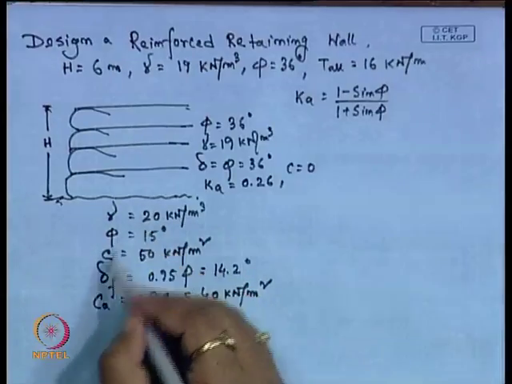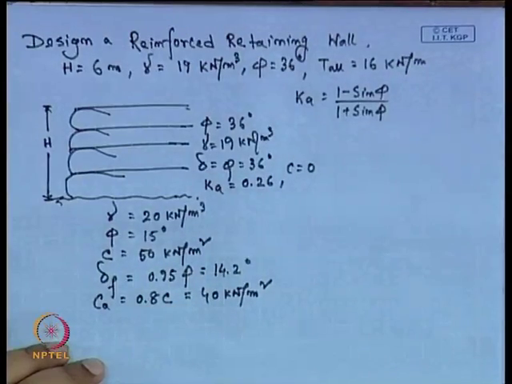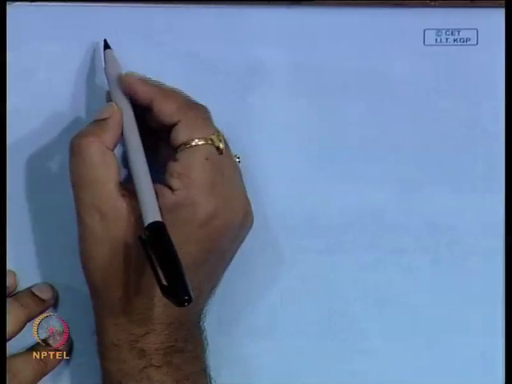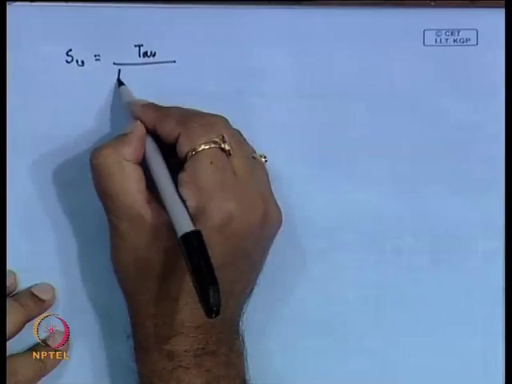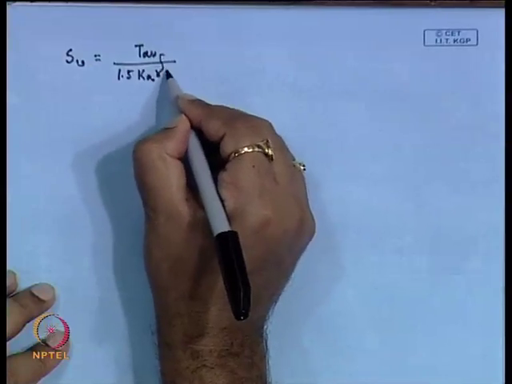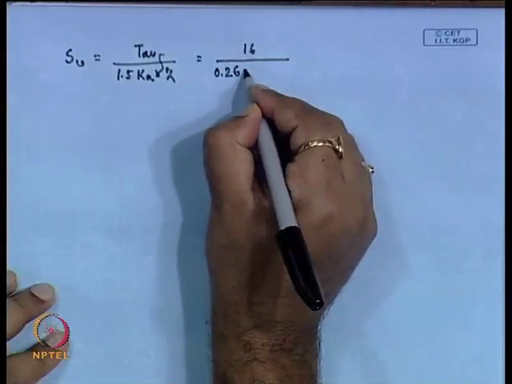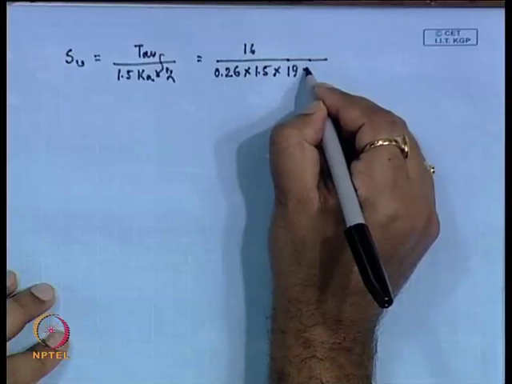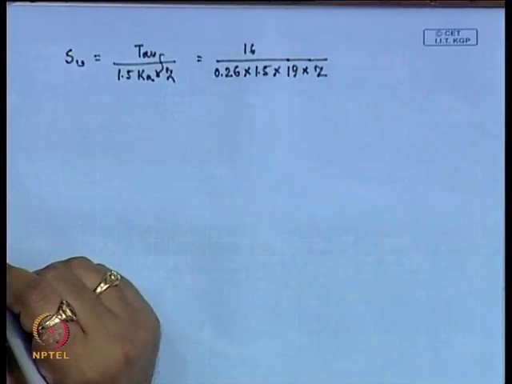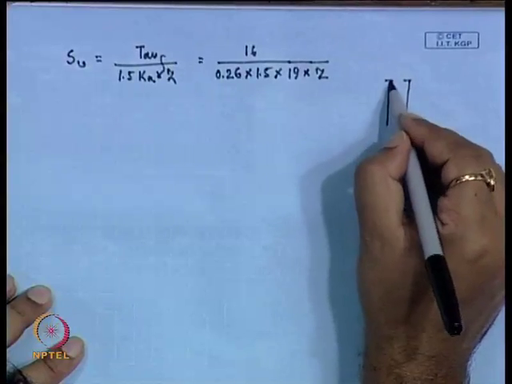So, these are the properties of the foundation soil and these are the properties of the reinforced soil. Now, we have to design this reinforced earth. When you consider this retaining wall, the S V expression is S V equal to T allowable divided by 1.5 into K A into gamma into Z. Here T allowable is 16, K is 0.26, 1.5 is the factor of safety, gamma is 19, and this is Z. Now, at different levels, the height of the retaining wall is taken as 6 meter.